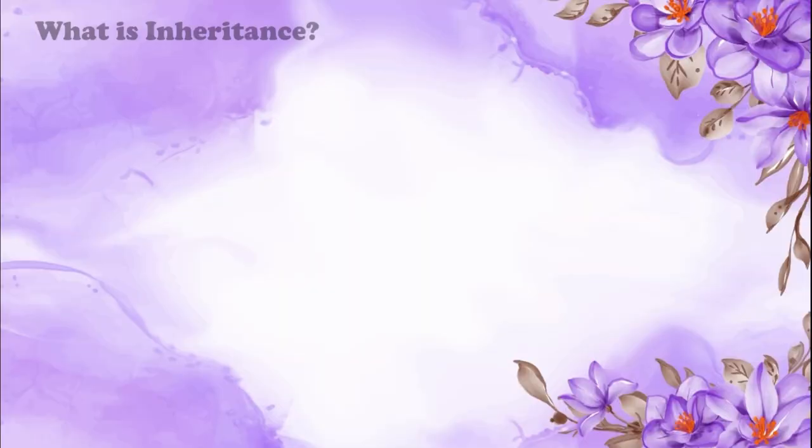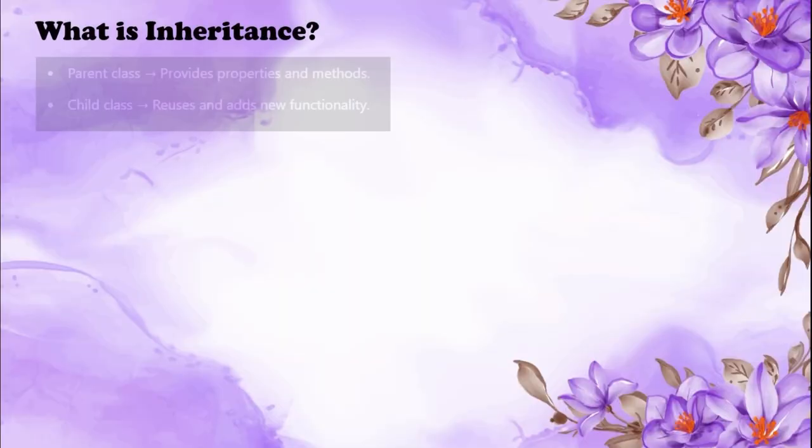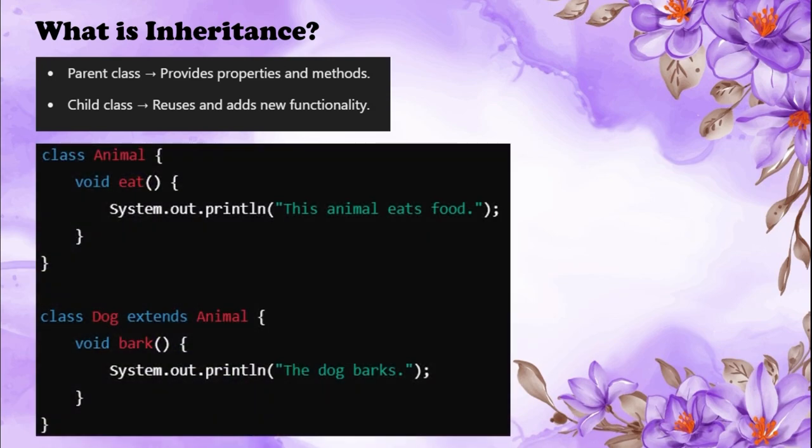Let's jump right in. What is inheritance? Inheritance in Java is a mechanism where one class can derive the properties and behaviors of another class. Here is an example. We have a parent class called Animal with the method eat. The child class Dog inherits this method and adds its own method, bark. With inheritance, we don't need to write the eat method again for the Dog class. This is one way inheritance saves time and avoids redundancy.